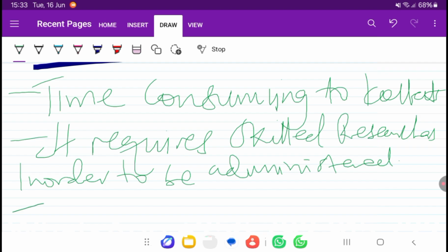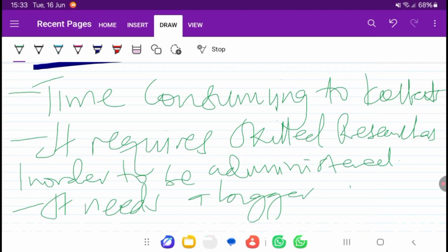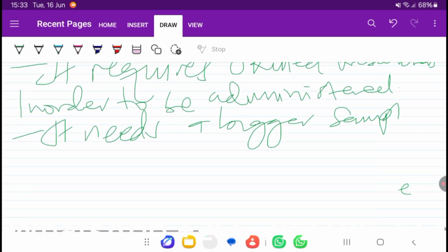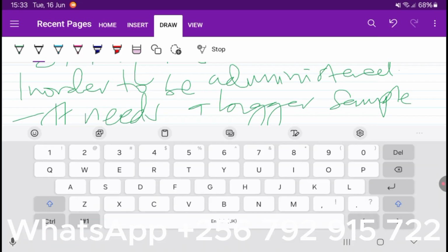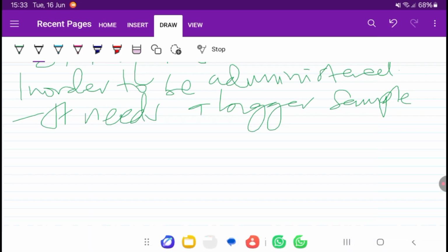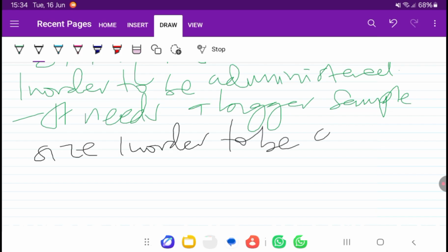Then the third one is that it needs a bigger sample size in order to be accurate.